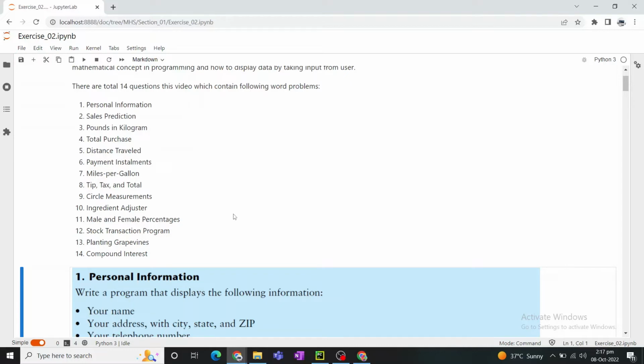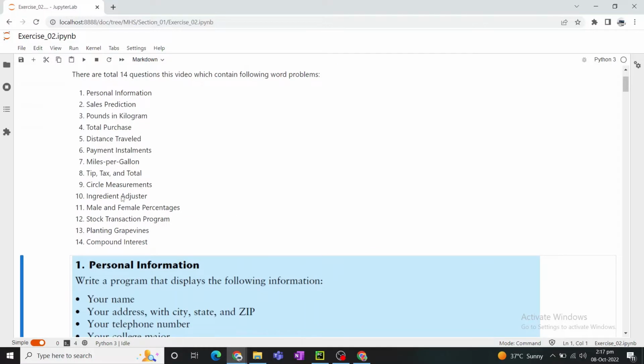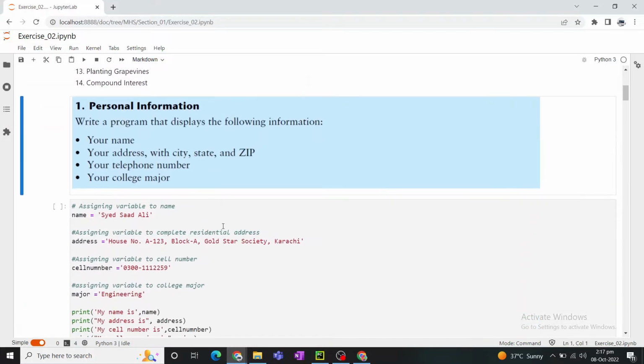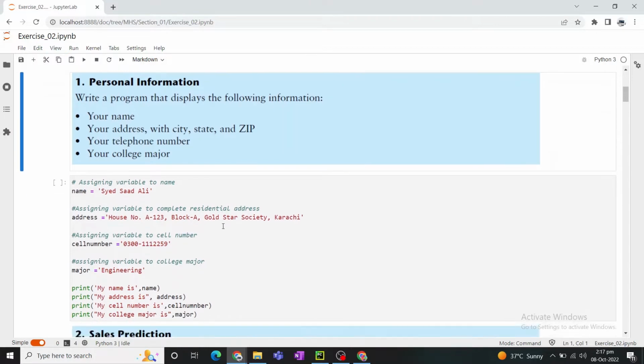the sales prediction, converting from one unit to another, that is pounds into kilograms, the total purchase, the distance traveled, the payment installments, miles per gallon, the tip, tax and total, circle measurement, ingredient adjuster, male and female percentages, stock transactions program, planting grapevines, and the last one is the compound interest. So let's begin with our first question, that is personal information.